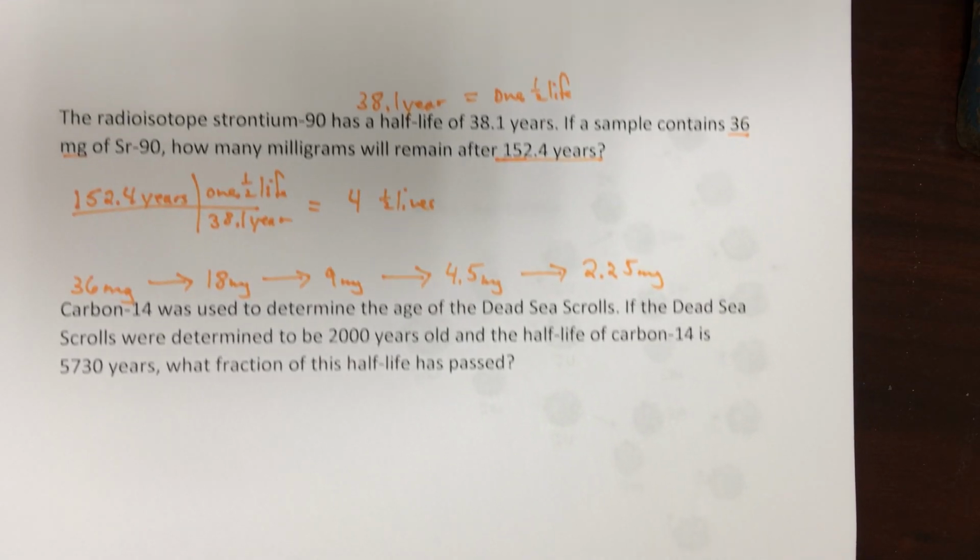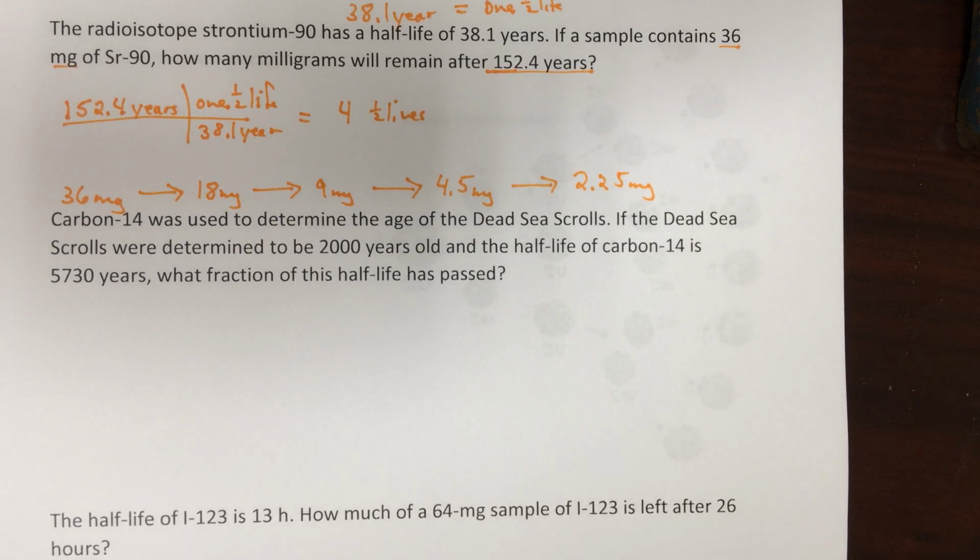Okay, I've got this labeled as a challenge problem. Let's look at it and see if we can figure that out. Carbon-14 is used to determine the age of the Dead Sea Scrolls. The Dead Sea Scrolls were determined to be 2,000 years old, and the half-life of carbon-14 is 5,730 years. What fraction of this half-life has been used up?